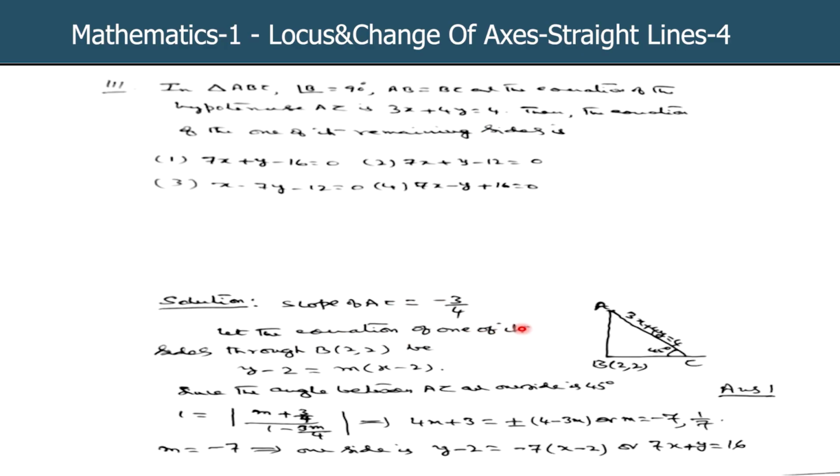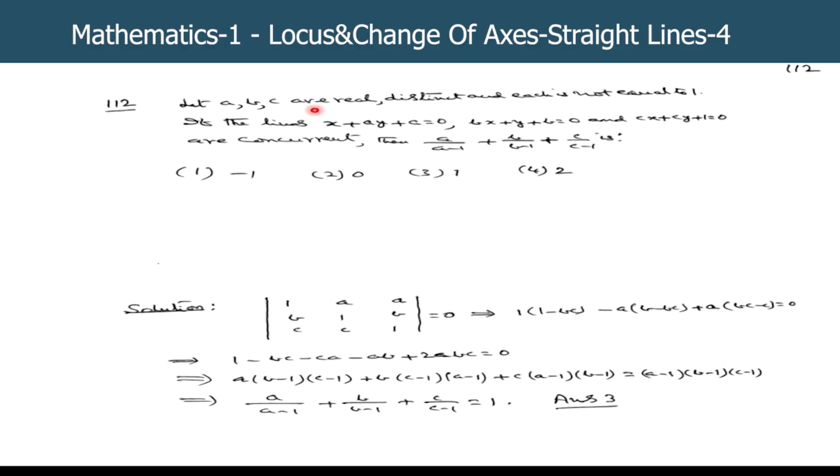So the equation of one of its sides through B (2, 1) is y minus 2 is equal to m into x minus 2. Since the angle between AC and one side is 45 degrees, because it's a right angled isosceles triangle, tan 45 degrees, 1, is equal to modulus of m plus 3 by 4 by 1 minus 3m by 4, which gives the values of m as minus 7 or 1 by 7. m is equal to minus 7 implies one side is y minus 2 is equal to minus 7 into x minus 2, or 7x plus y is equal to 16.